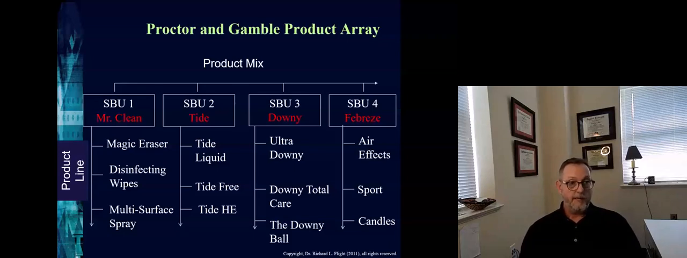So in this particular one, if we had Tide, for instance, that's a detergent for laundry. If we added a new type of detergent under this SBU, so again, this is Tide, it would probably cannibalize sales from another Tide detergent that we already have. So there's an effect there of introducing this new product. It has a negative effect on existing products.